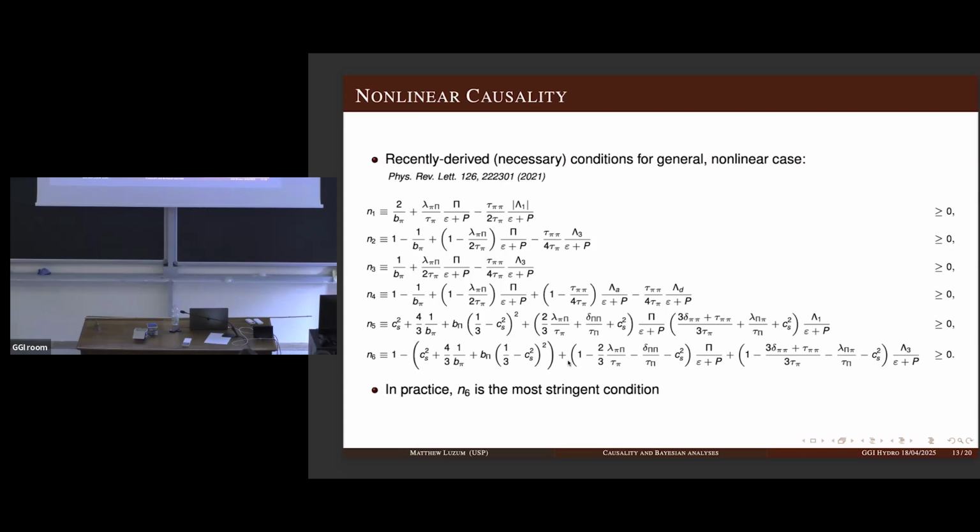But in this particular case, the 6th one is most important. Although, as Chun showed the other day, if you use a different parameterization of the shear relaxation time, then some other ones can be more important. So it is specific to the way we do things currently. Anything else? No. So let's check this.